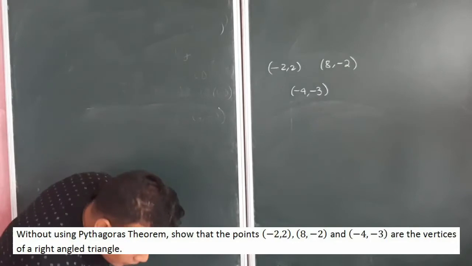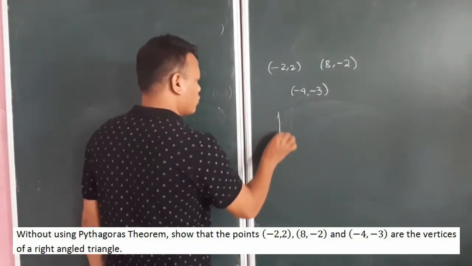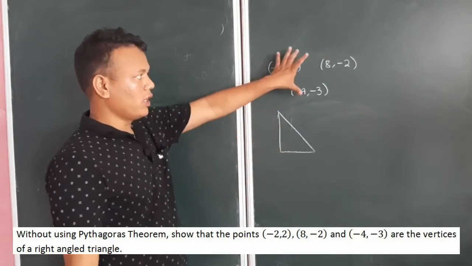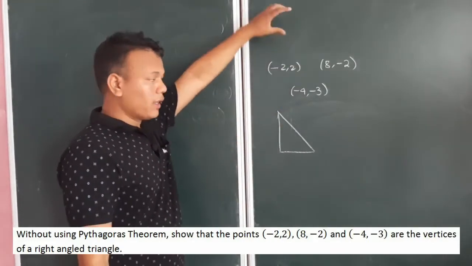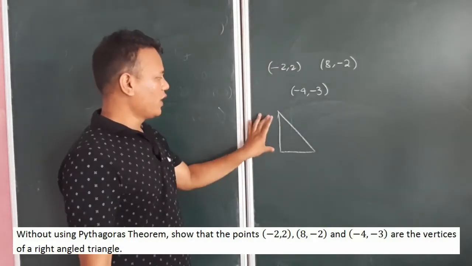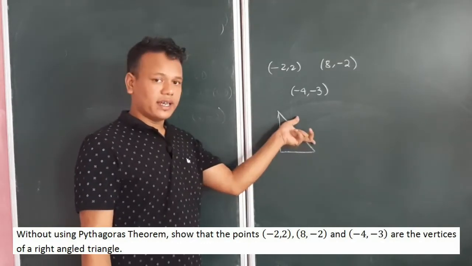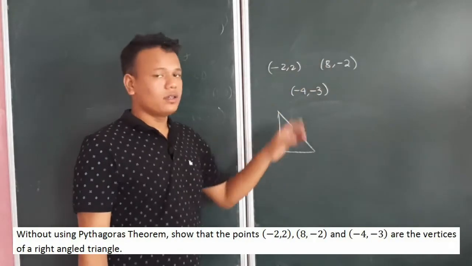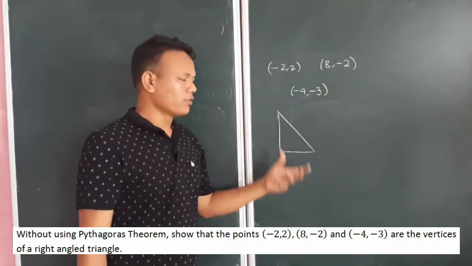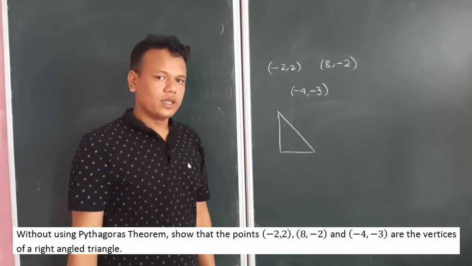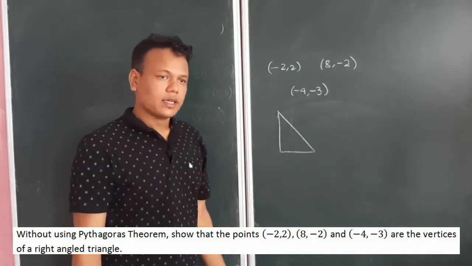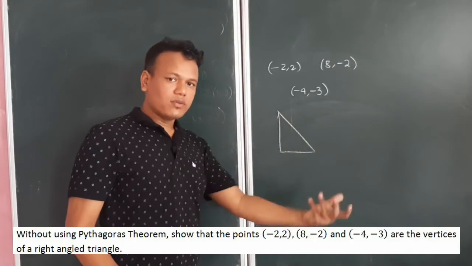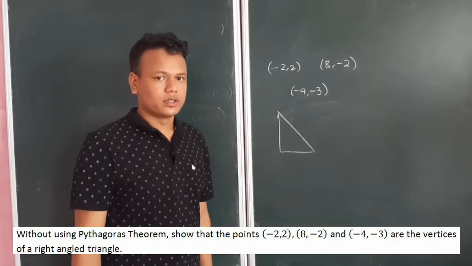So basically, in your junior classes, if you were asked to solve this, what you used to do is find the length of each side, and apply Pythagoras theorem in order to show that the points are the vertices of a right angled triangle. That's how you did it in your junior classes. But here you will not do the same. If you do it that way, then you will lose marks in exams.